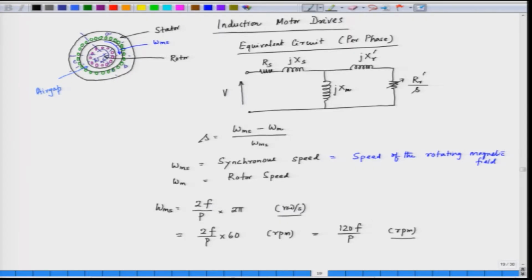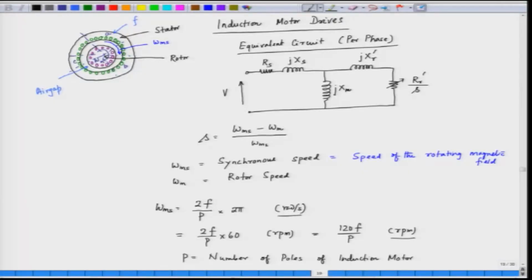Now, what is f here? F is the frequency of the input supply. We are supplying the input with some voltage, and the voltage has the supply frequency, that is f. And what is p? P is the number of poles of the induction motor. So, this is the speed at which the rotating magnetic field rotates.